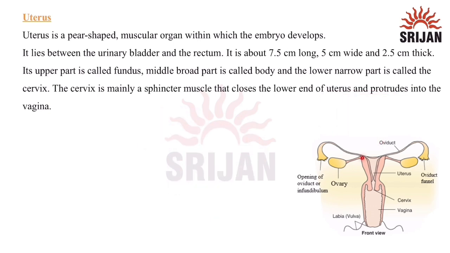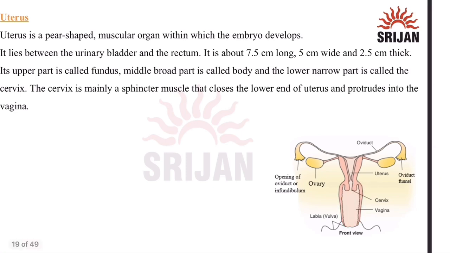The upper part is called the fundus. This is the body part and this is the cervix part. The cervix is nothing but a sphincter muscle that closes the lower end of the uterus and protrudes into the vagina. This is the vagina.